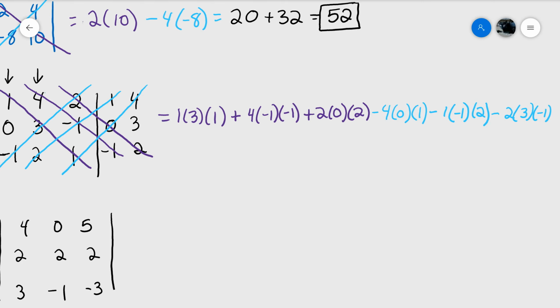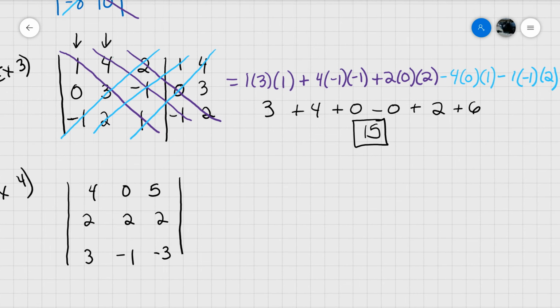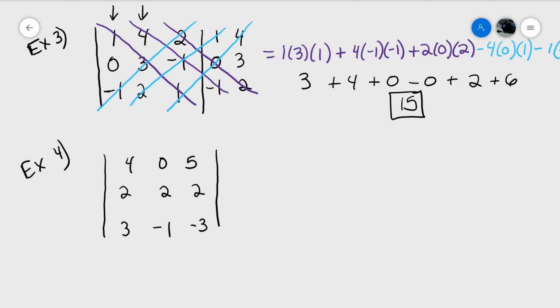All right, so now we just do this larger PEMDAS problem. So we get 3 plus 4 plus 0 minus 0 plus 2 and plus 6. So we get 7 plus 8, so we get 15. All right, so there is our first example. We'll do one more. Example 4, here I have some numbers. If you want, pause it and try this one yourself if you can, and then check your answer after.